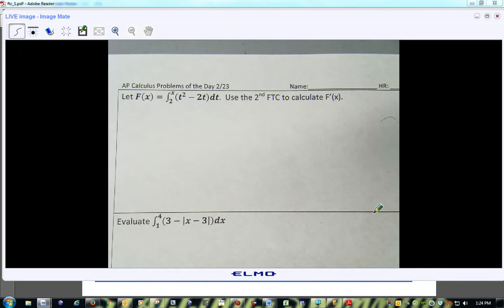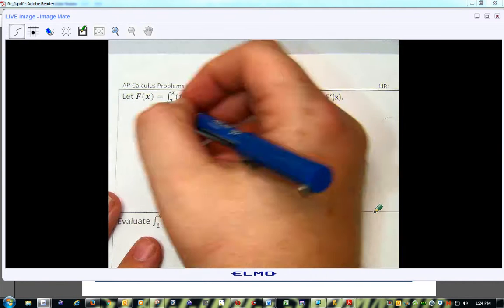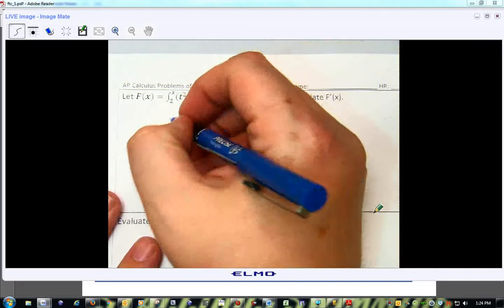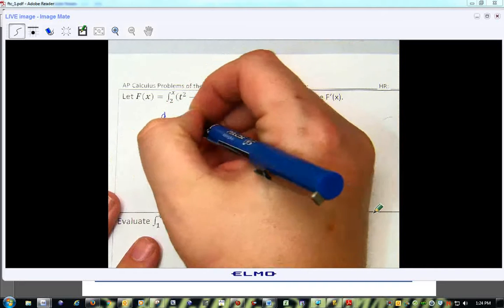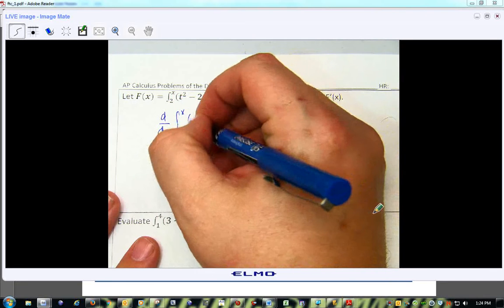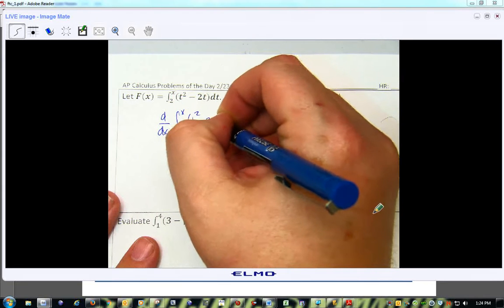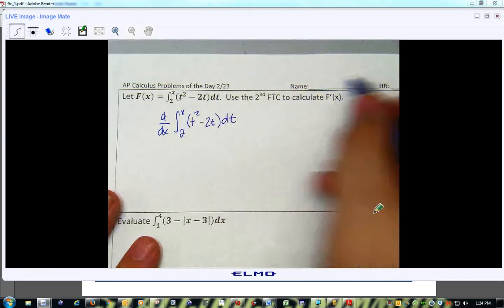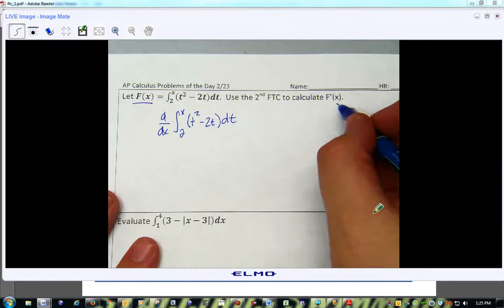Now, if you would have pulled out the worksheet that I gave you, or the note sheet on the fundamental theorem of calculus, if you go down to the bottom, it's part 2. I even told you it's the second fundamental theorem of calculus. It talks about integrating, or basically what's happening here is you have the derivative of the integral, because we know f of x is the integral, but we want f prime, so we need to take the derivative of an integral.